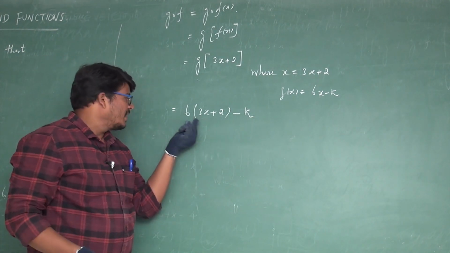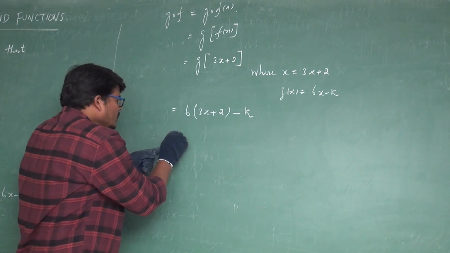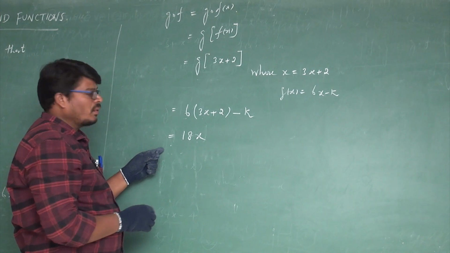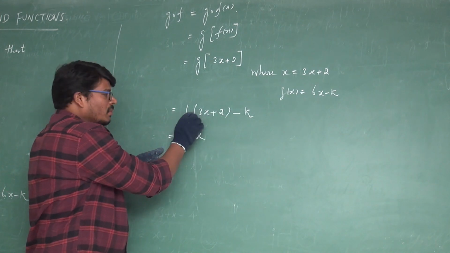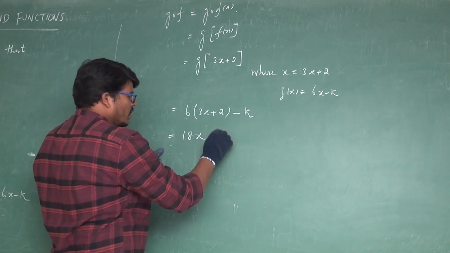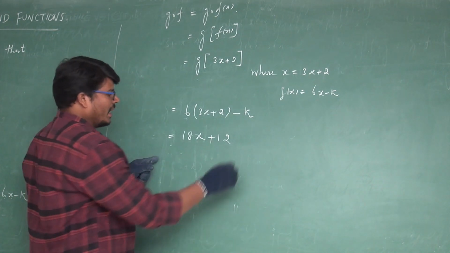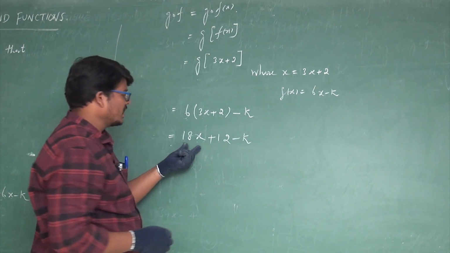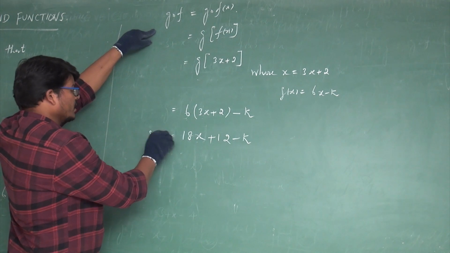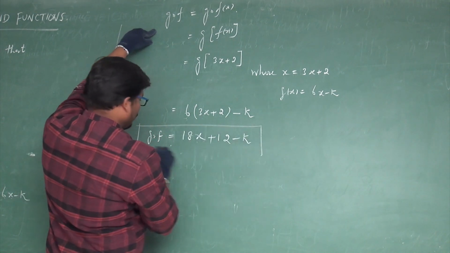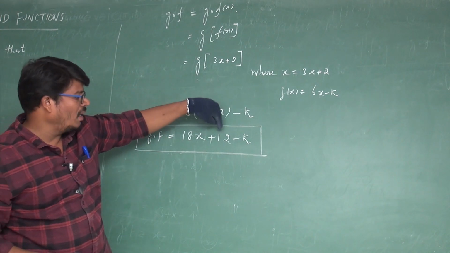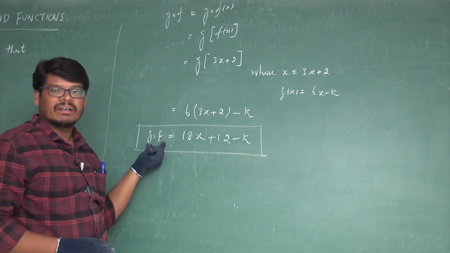Now multiply by 6 in both terms. 6 into 3, 6 threes are 18x. Next, 6 twos are 12, minus k. So 18x plus 12 minus k is g dot f. That is g dot f is 18x plus 12 minus k.